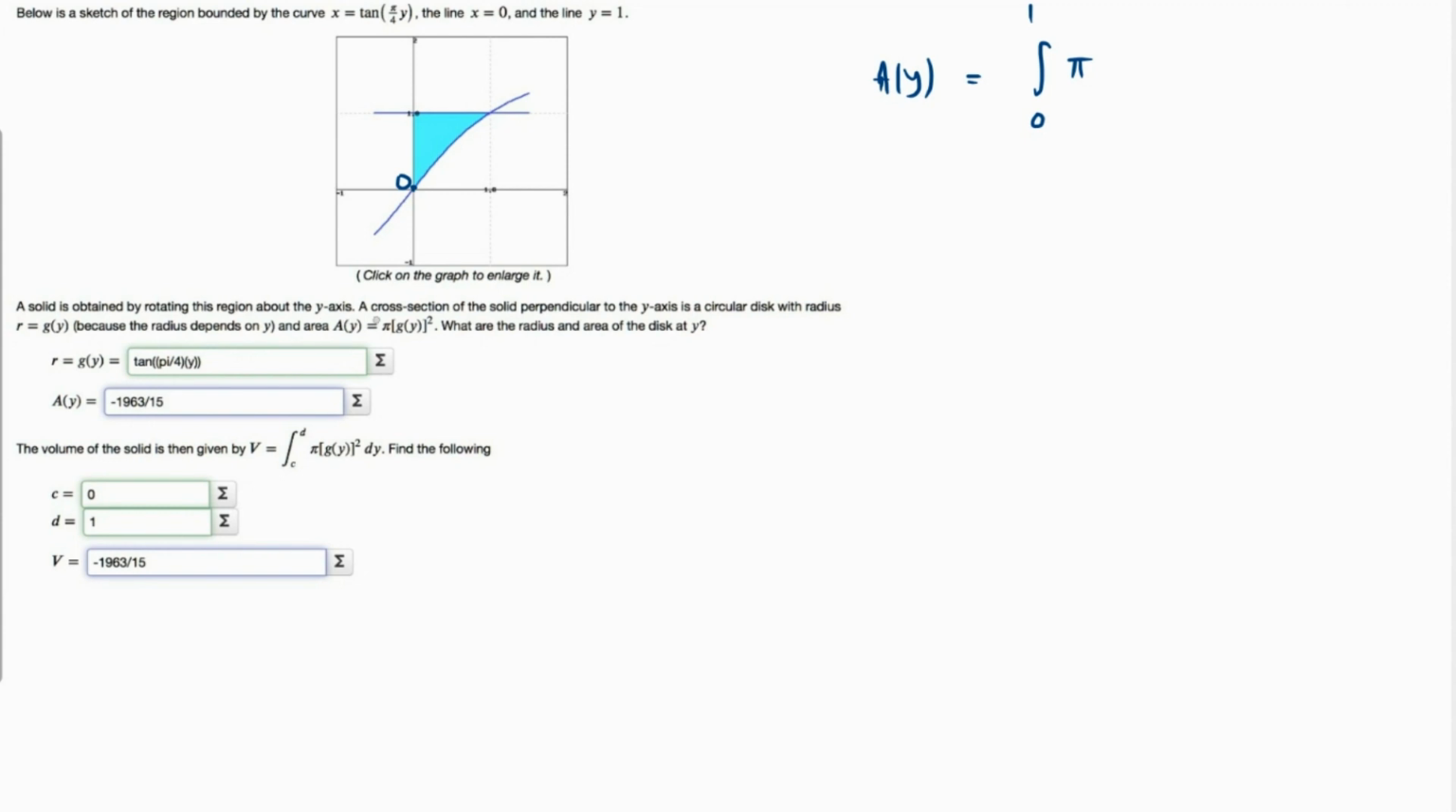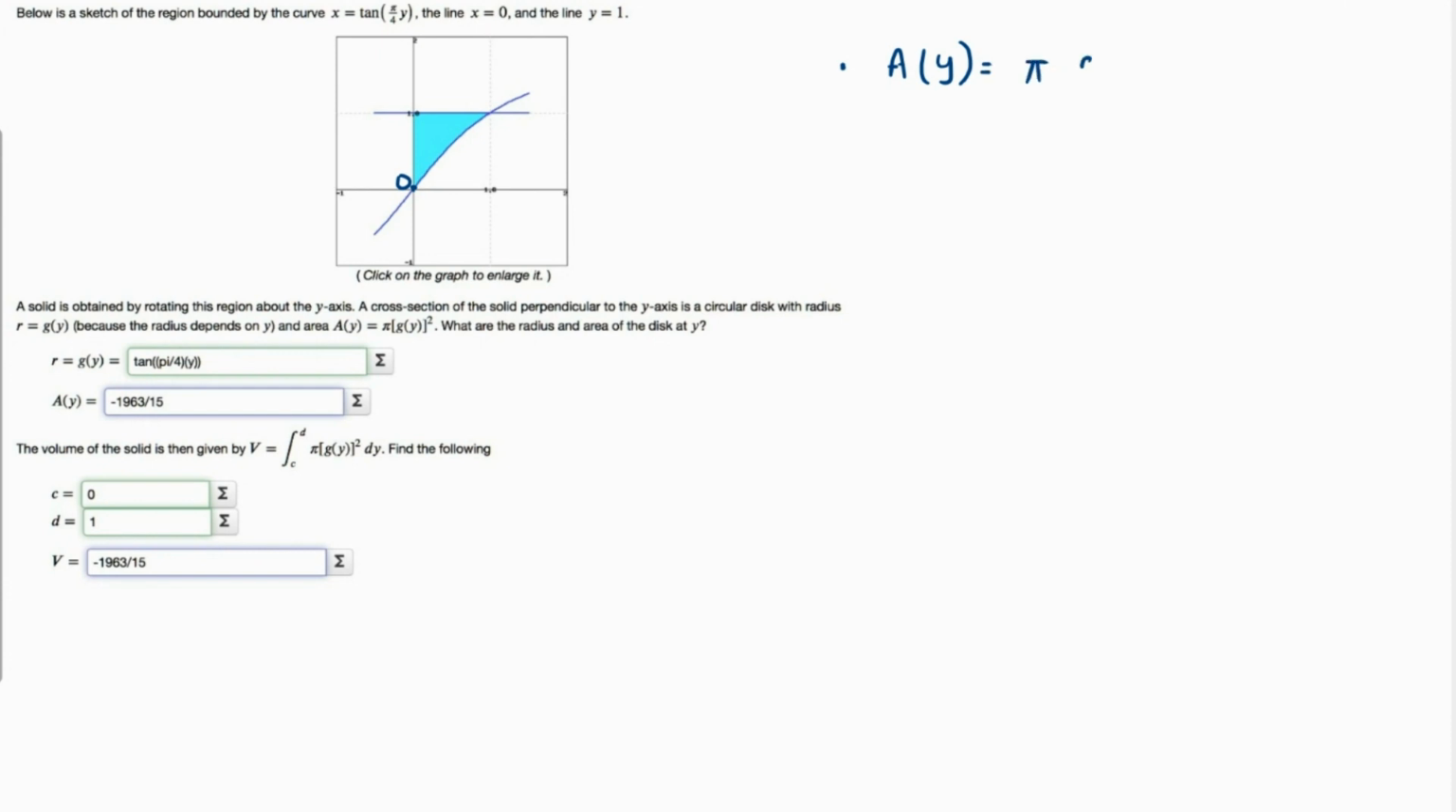The solid is obtained by the region's cross sections perpendicular to the y-axis, because the radius depends on y, and the area is given by pi g(y) squared as far as the radius and the area. I don't think they are interested in knowing the area, rather they are interested in knowing the value of A(y), which will be used eventually in the volume. So what they need from us is just the value of A(y).